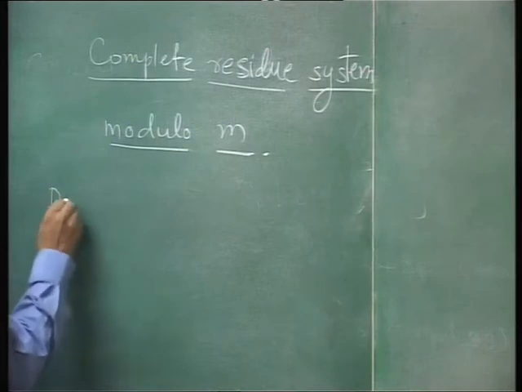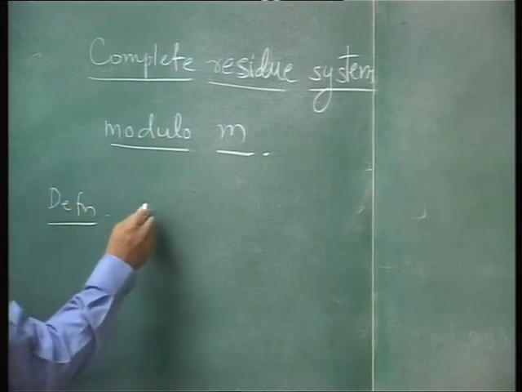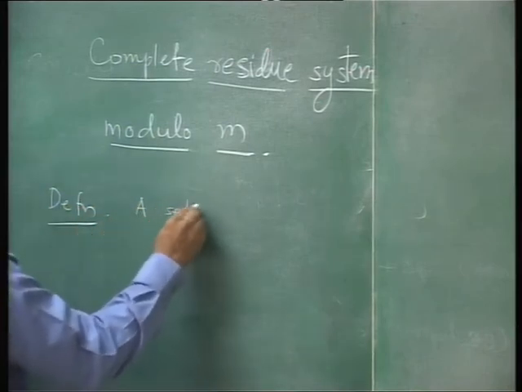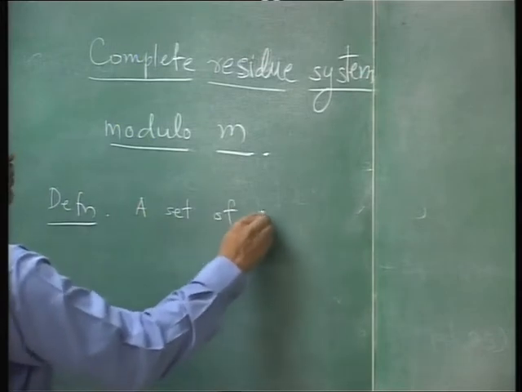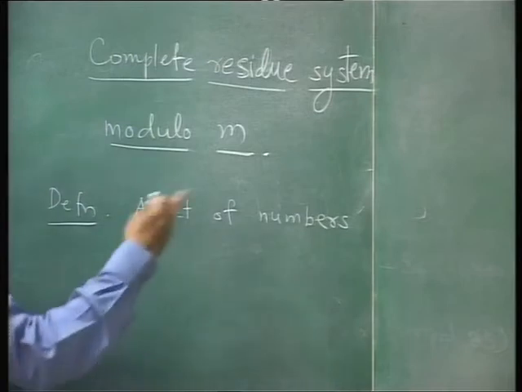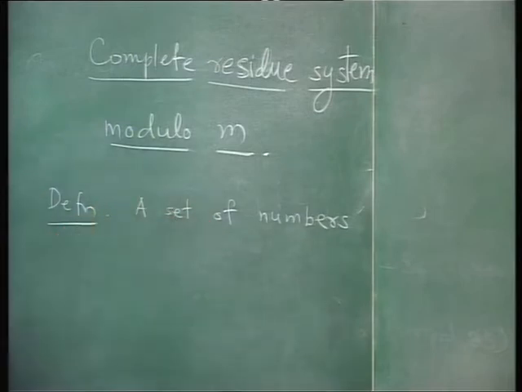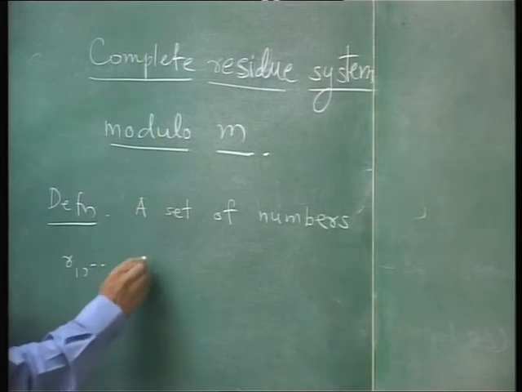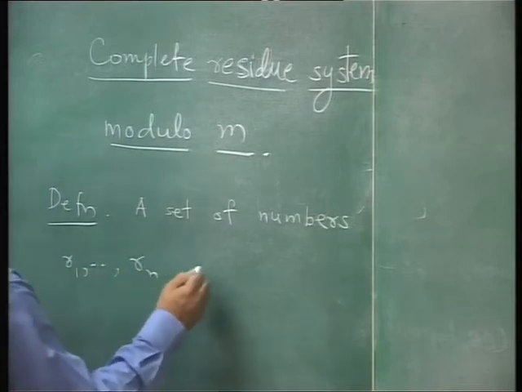So definition, a set of numbers, natural numbers, positive integers or negative also is fine. So these are integers R1, R2, Rn. These are, let me say, integers R1, R2, Rn.